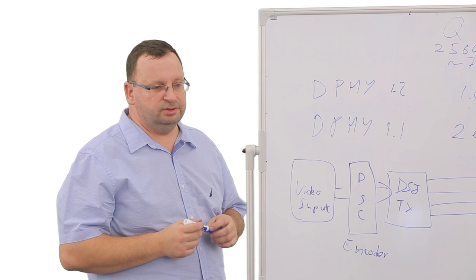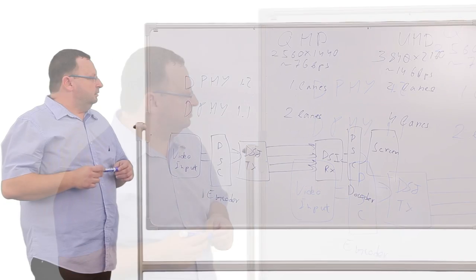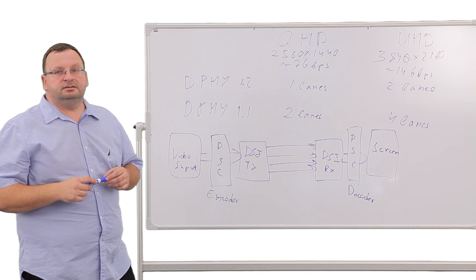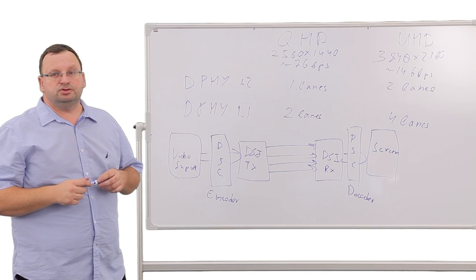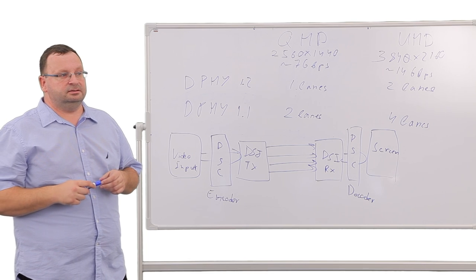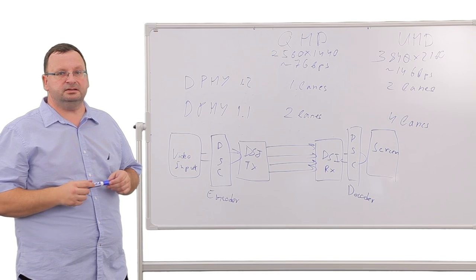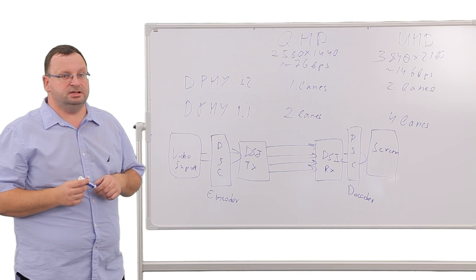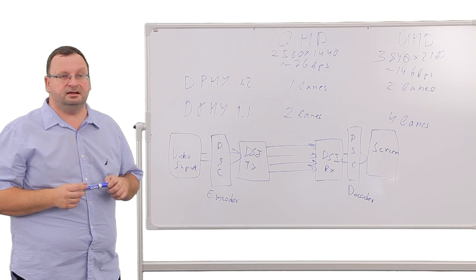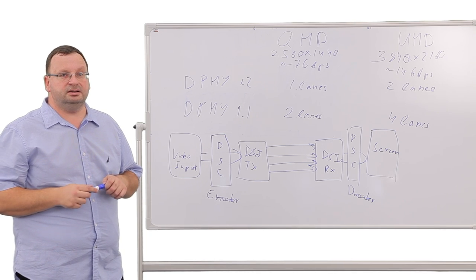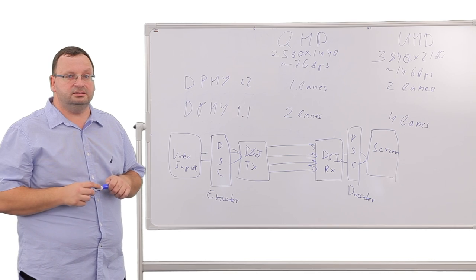To conclude, usage of display stream compression allows us to save power and footprint because we need much fewer lanes, and in some cases allows us to transfer screen resolutions much higher than the regular DSI allows us.